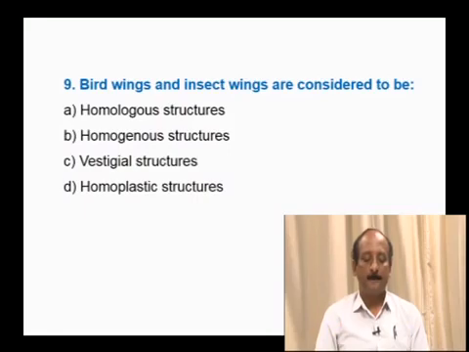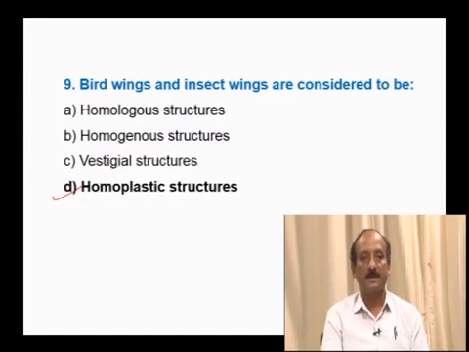Question number 9. Bird wings and insect wings are considered to be homologous organs, homogeneous structures, vestigial structures, homoplastic structures. The wing of a bird and the wing of an insect perform the same function but are different in structure and origin. Hence, it is an example of analogous organs. The analogous organs are also called homoplastic organs. Hence, the correct answer for this question is option D, homoplastic structures.